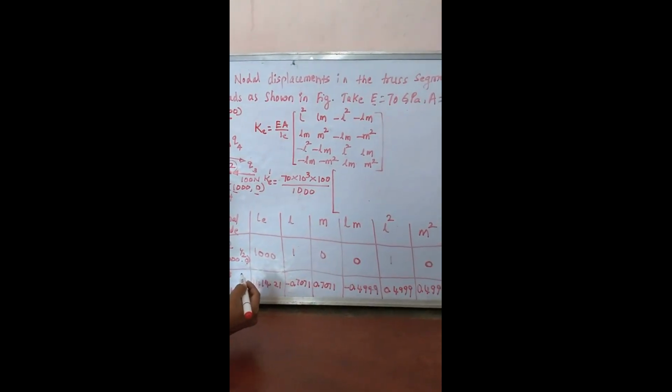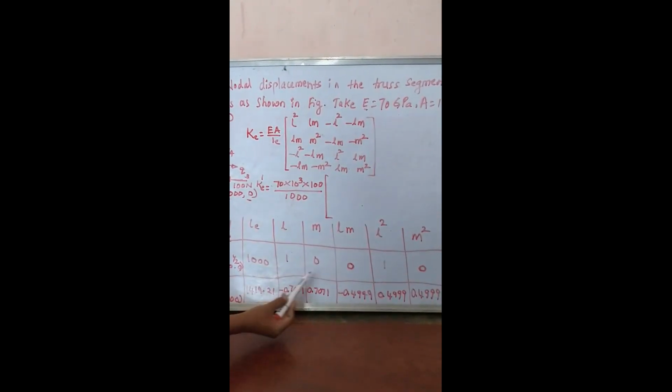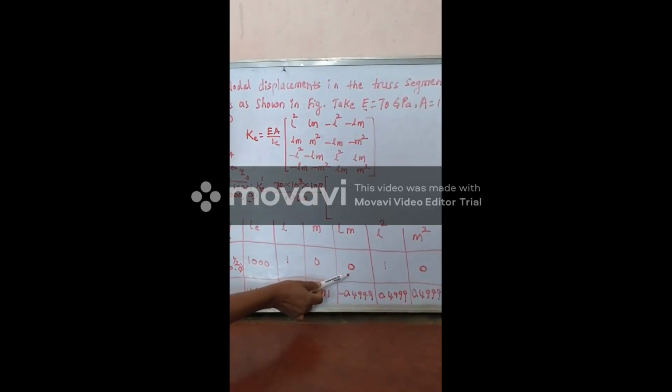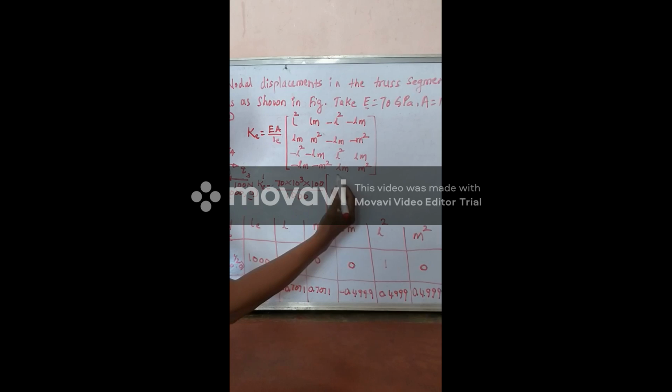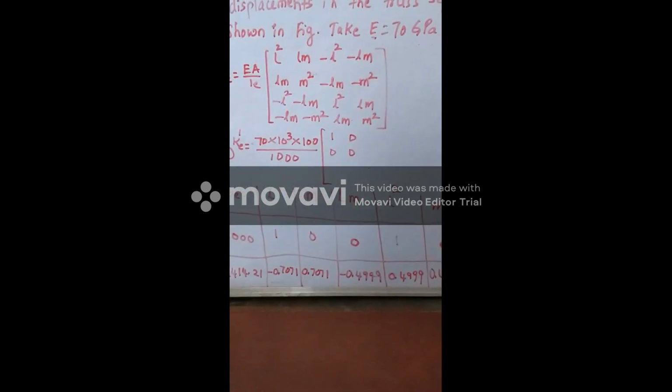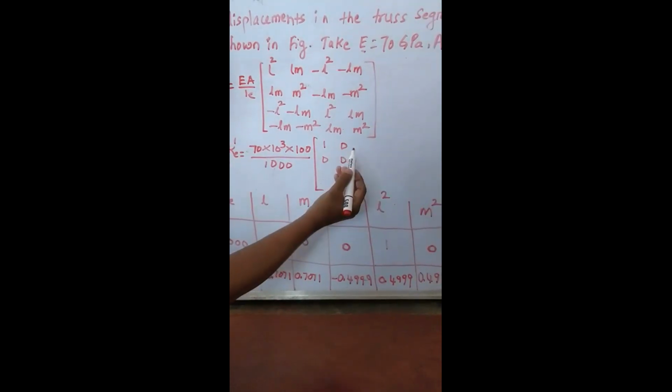The length of the element is 1000 mm. Now you can write, we have all these values. L square is 1, L into M is 0, M square is 0, so L square is 1, L into M is 0.